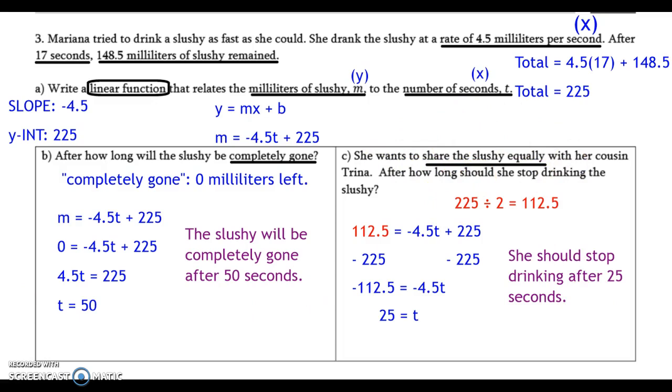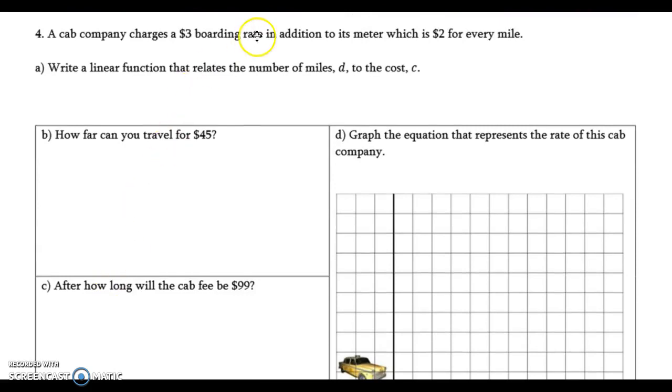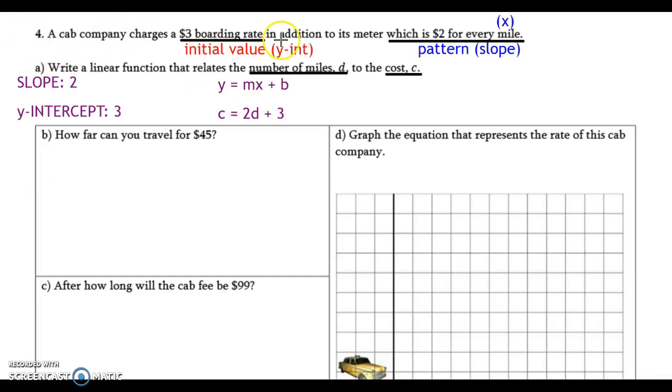Let's take a quick look at the last problem about the cab company that charges a $3 boarding rate in addition to its meter. I'm going to show the answer to this question, so pause the video first, try it, and then unpause it to see the answer. So my annotations are here, and hopefully it's pretty obvious that I need you to annotate on this quiz. The initial value, which is the y-intercept, is 3. The slope or pattern is 2, and the mile is going to be my x variable. So I made my function, which is 2d plus 3.